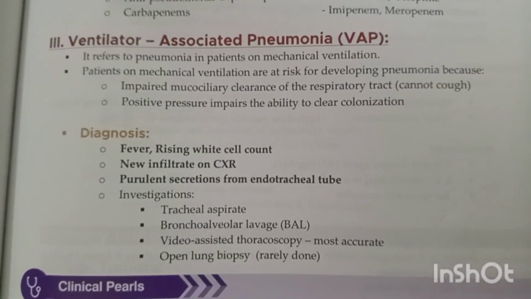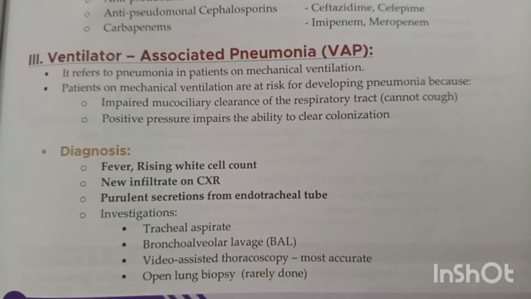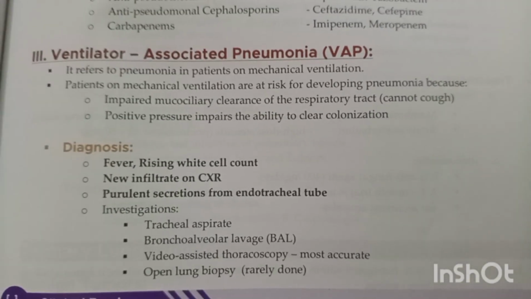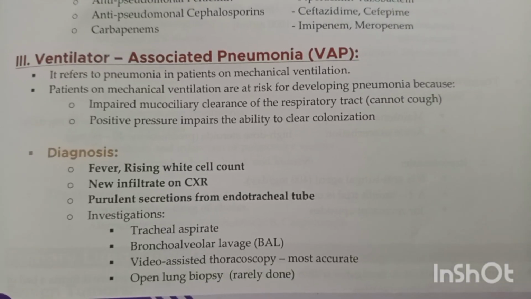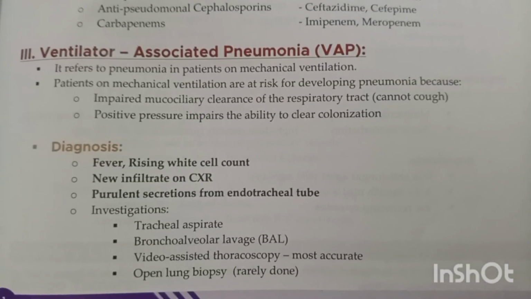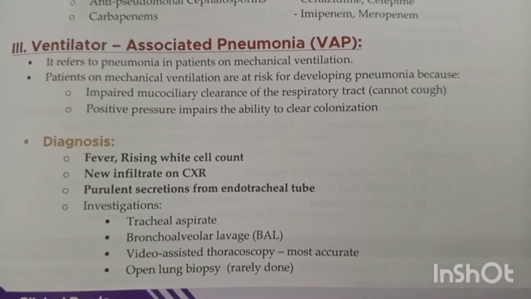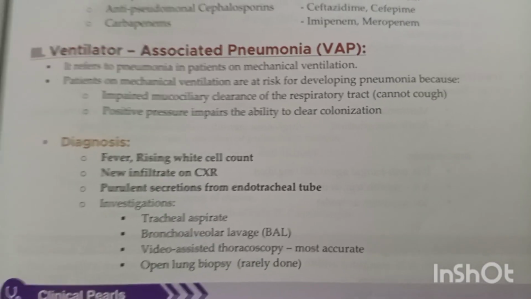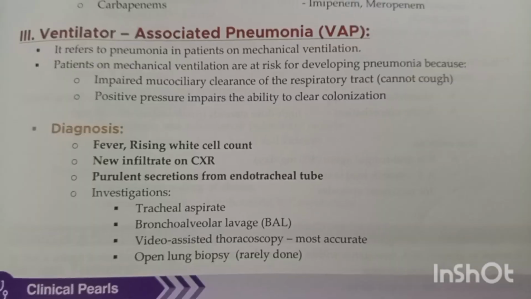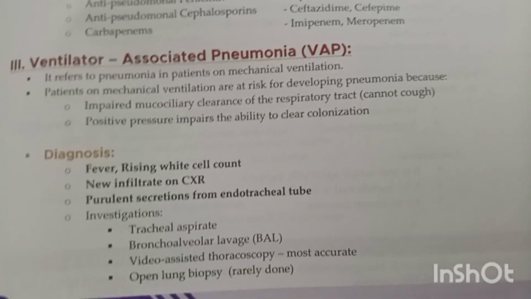So how do we diagnose it? We diagnose it with fever, rising white cell count, infiltrates on chest x-rays, and purulent secretions coming out from the ETT tube. Investigations we do: tracheal aspirate, bronchoalveolar lavage, thoracoscopy, which is most accurate, and we can also do open lung biopsy. So this is all about ventilator acquired pneumonia.